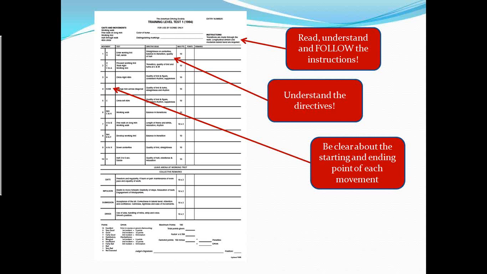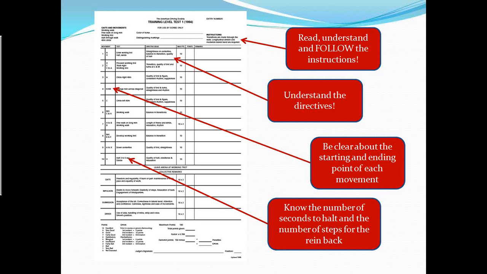Be very clear about the starting and ending point of each movement. As you can see in this movement, the movement doesn't actually end until the next one starts. So if you were going, it would end at C when the circle left began at C. That movement would go all the way to that C marker.